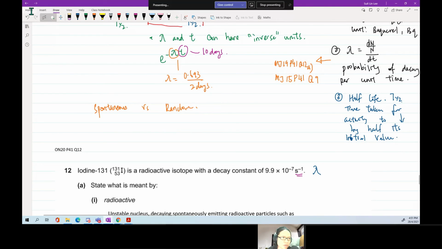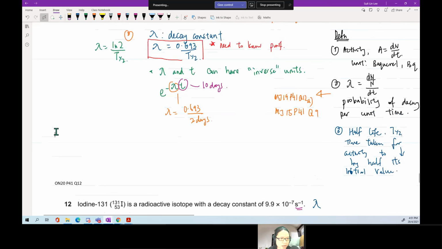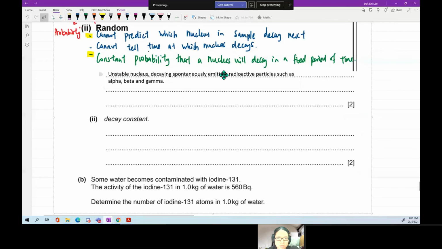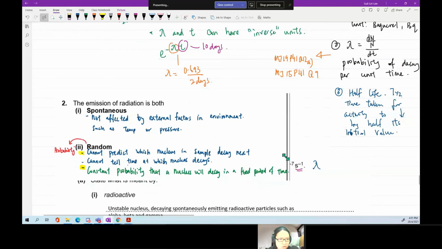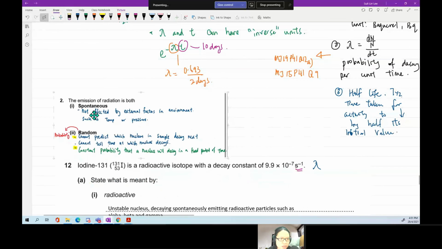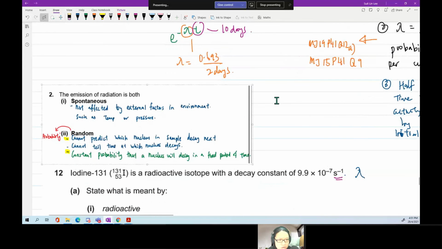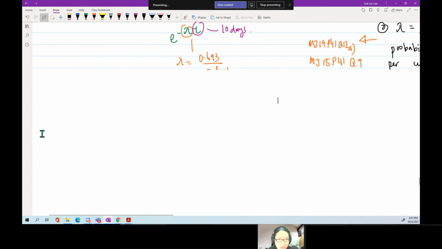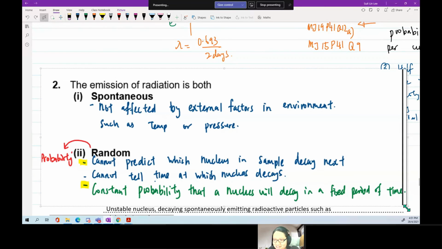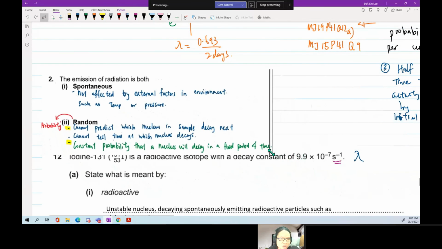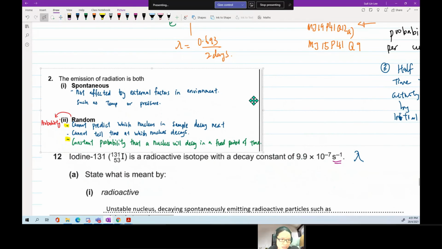If I'm a student, the equation I can do, but these kinds of things I may not remember. So when I need to think about it, I should immediately be able to recall it. So you should know why it's spontaneous: not affected by external factors. And random, for me, I think of probability because I also did maths. So random here means we cannot tell which nucleus will decay next, and there is a constant probability that a nucleus will decay.